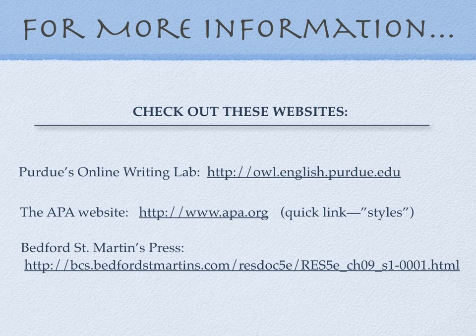If you need more information, check out some of these websites. Purdue's Online Writing Lab is really excellent and has a style guide for APA that's quick and easy to understand. The APA website is also good. Go to the quick link styles if you need specific help there. And Bedford St. Martin's Press also has a nice page on how to use APA information correctly.